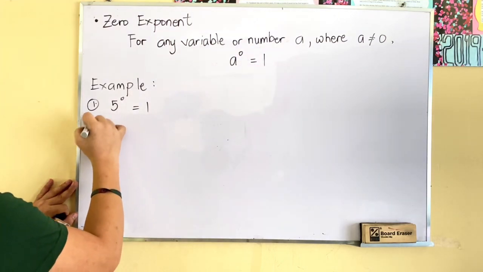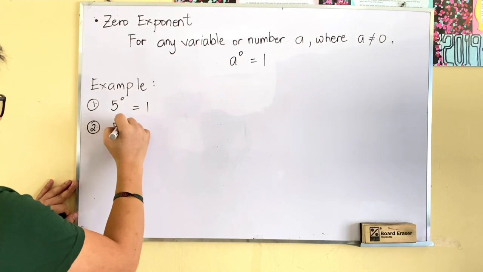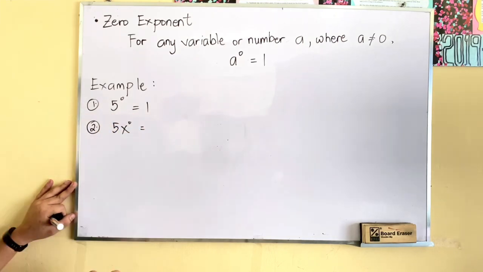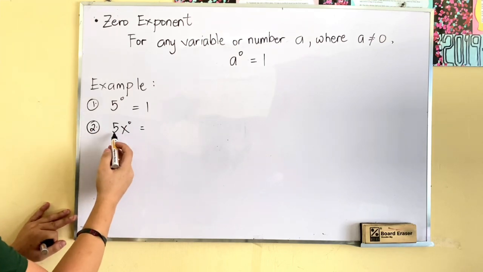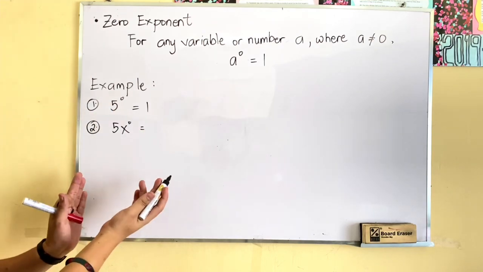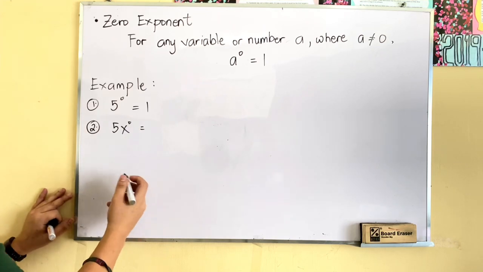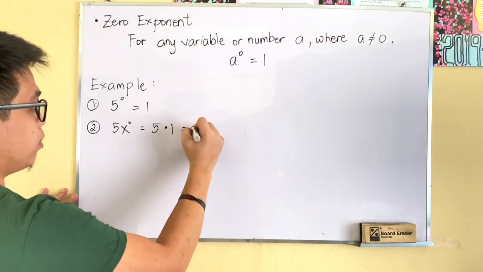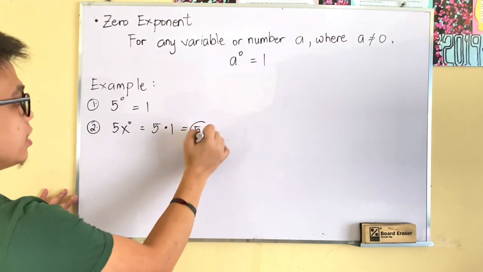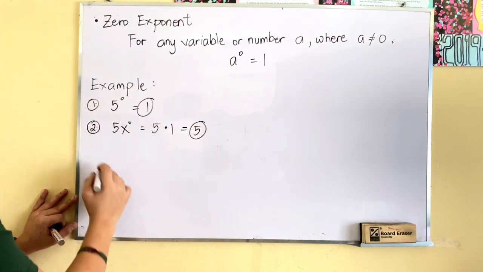Next, 5x raised to 0. So kung makikita nyo rito, sino ba ang naka-raise ng 0? Si x ba or si 5? Or pareha sila? Kung makikita nyo, si x lang yung naka-raise ng 0. Therefore, 5 times 1 is equal to 5. Therefore, this is our final answer. Next one.